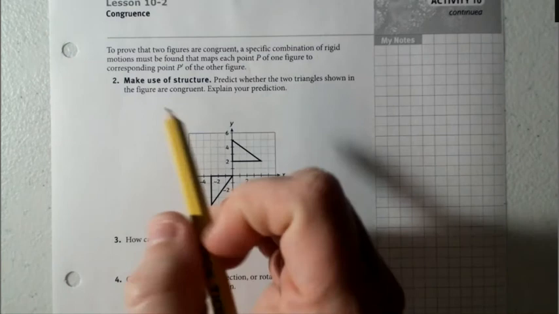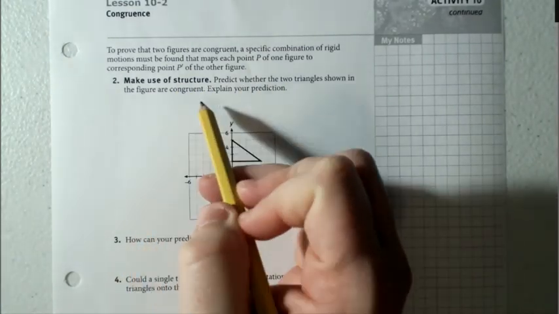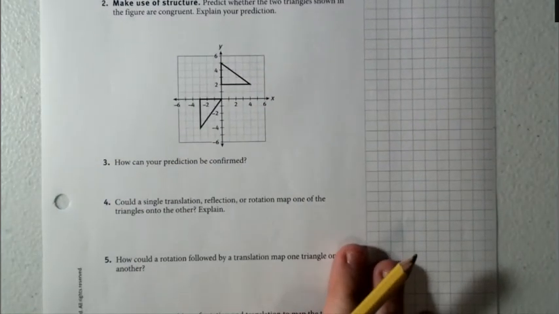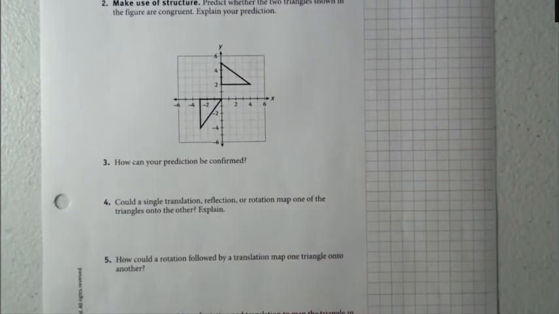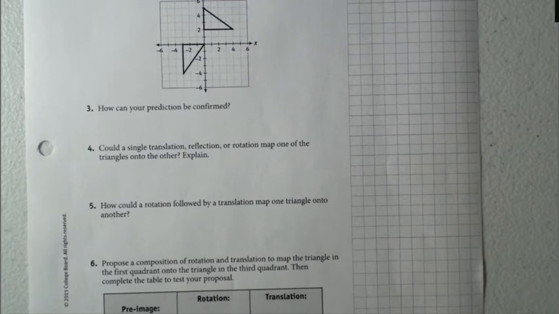Make use of structure. Predict whether the two triangles shown in the figure are congruent and explain your prediction. 3. How can your prediction be confirmed? 4. Could a single transformation, reflection, or rotation map one triangle onto the other? Explain. 5. How could a rotation followed by a translation map one triangle onto another?